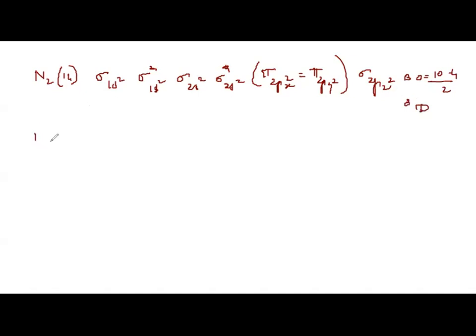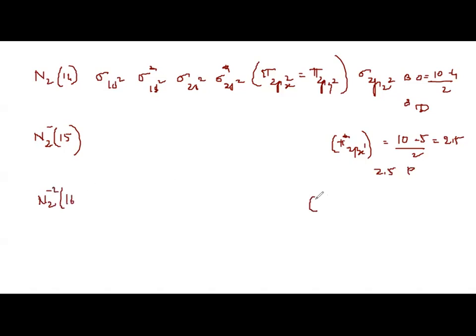N2 minus means 1 electron more, 15. Rest all remains same, and the last electron goes into pi star 2px1. Calculate the bond order. Bonding electrons are 10, antibonding is 1, so 9 by 2, it is 2.5. Bond order is 2.5 and it is paramagnetic. N2 minus 2 means 16 electrons, so pi star 2px1 equal to pi star 2py1. Bonding electrons are the same, antibonding are more by 2, so 6 by 2, it is 2, correct?